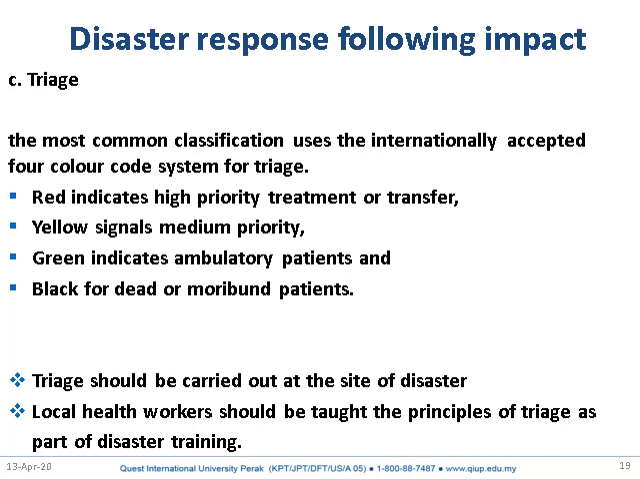Red indicates high priority treatment or transfer. Yellow indicates medium priority. Green indicates ambulatory patients. They can be sent home. They are very safe. They can go home and take rest or take minimum care. Black for dead or moribund patients. Triage should be carried out at the site of disaster. Local health workers should be taught the principles of triage as part of disaster training.